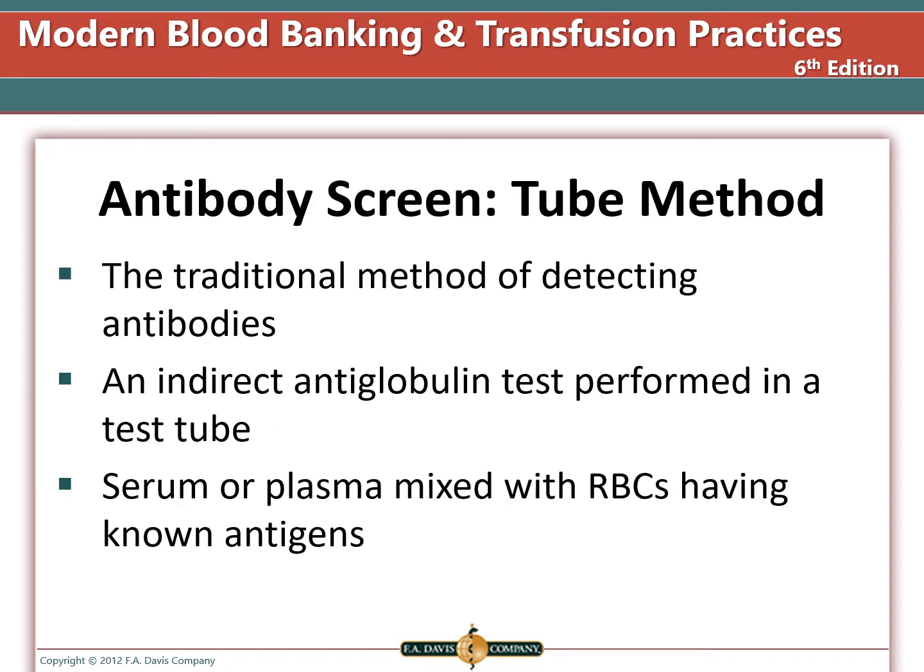The tube method is the traditional method of detecting antibodies. It is the gold standard. An indirect antiglobulin test performed in the test tube. The serum or plasma is mixed with red blood cells called screening cells, which have known antigens on them.